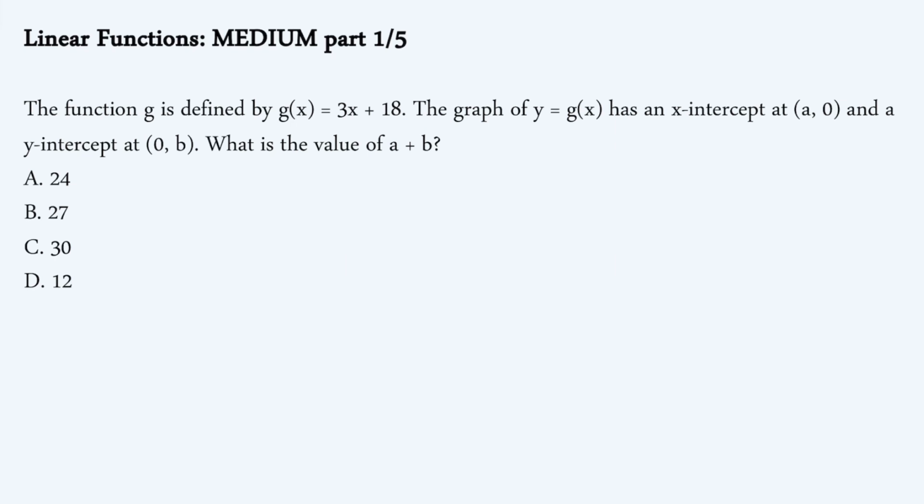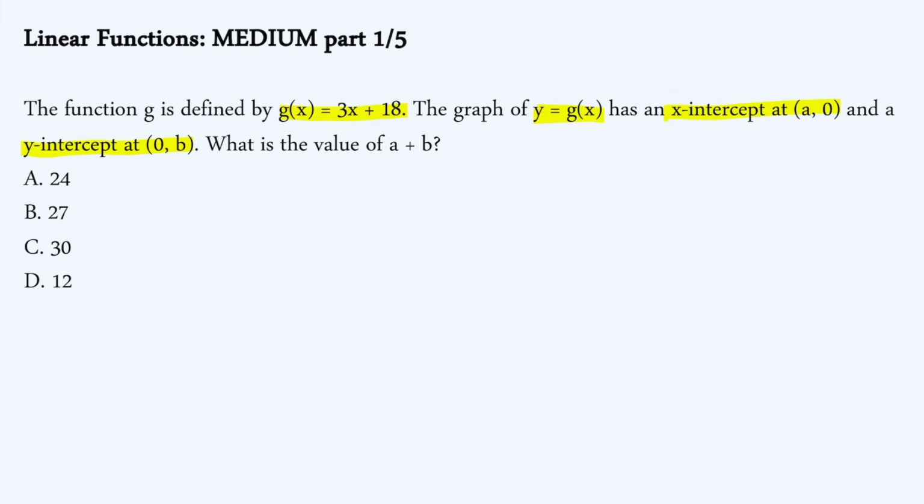Just like before, the first step is to highlight or jot down the key information. We have a function defined by g of x, y is equal to g of x, which we know has an x-intercept at (a, 0) and a y-intercept at (0, b). So essentially we're saying that a is the x-intercept and b is the y-intercept.